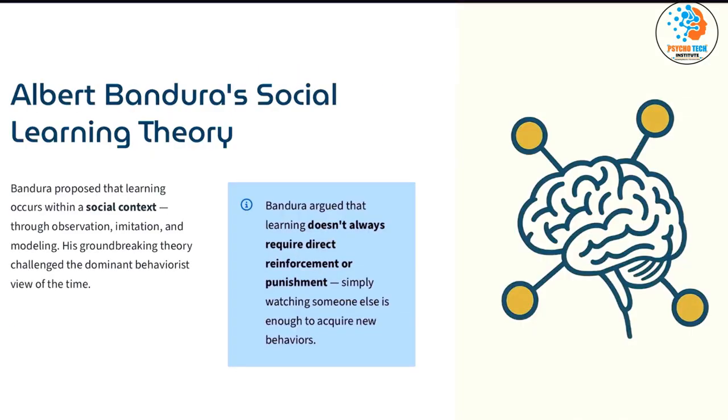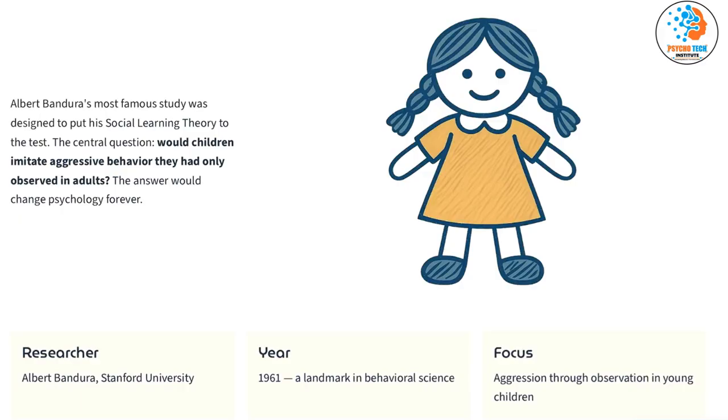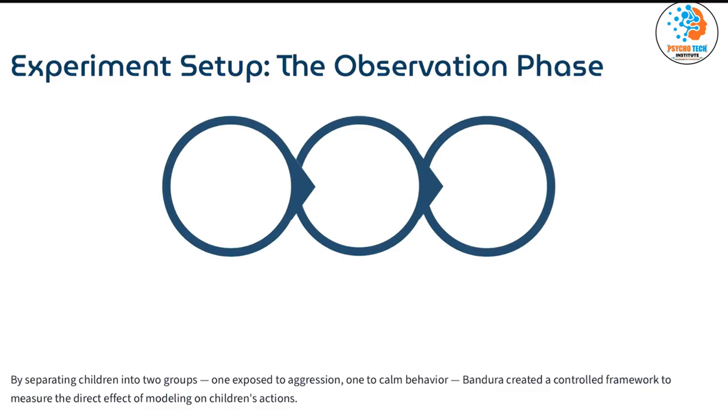This concept was developed by Albert Bandura through his social learning theory. He argued that learning does not always require direct reinforcement or punishment. Instead, simply watching someone else can be enough to learn a new behavior. This idea challenged traditional behaviorist theories and expanded our understanding of learning.